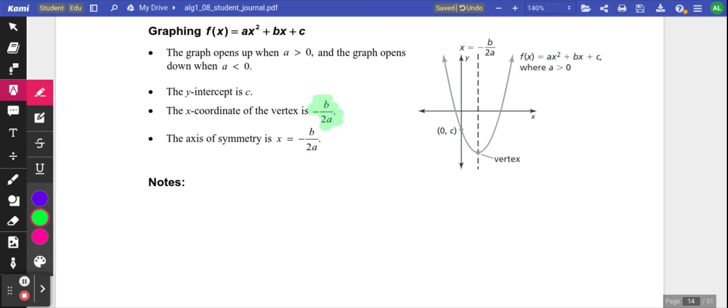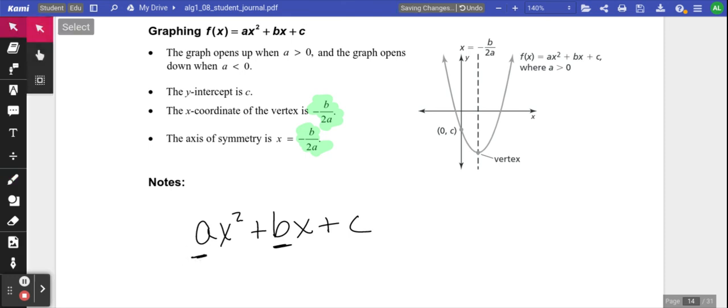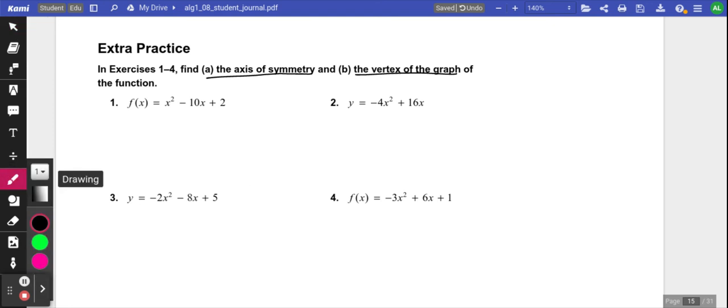is -b/2a. That's how we find the x coordinate of our vertex, and then we'll plug that in to find y. And then the axis of symmetry is always that same x value. It's -b/2a. Remember, just like in factoring, all of these quadratics are in the form ax squared plus bx plus c. So when I'm talking about a and b, I'm talking about the coefficient of x squared and the coefficient of x. So right here, number 1 wants me to find my axis of symmetry. So that's x is equal to -b/2a.